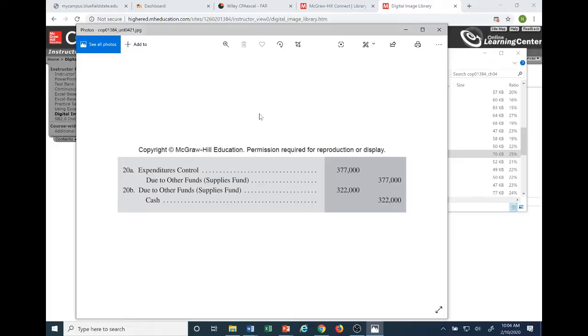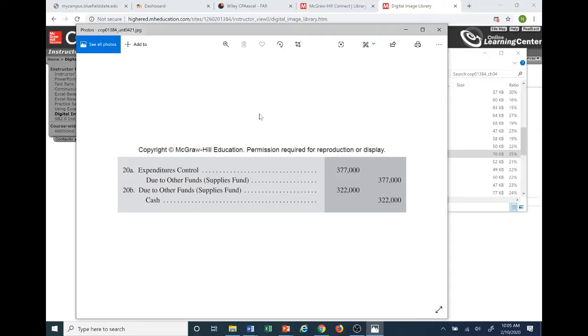Okay, another common transaction for the general fund is the receipt of supplies or services from an internal service fund. So let's look here and just assume that the general fund received $377,000 in supplies from the supplies fund, and later made a partial payment of $322,000 in cash.